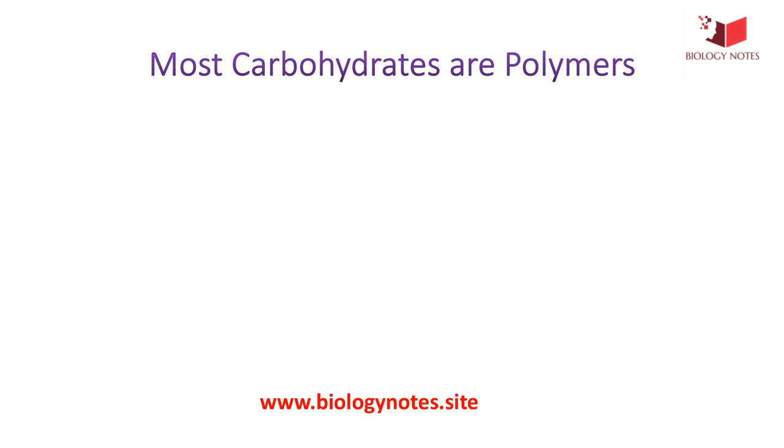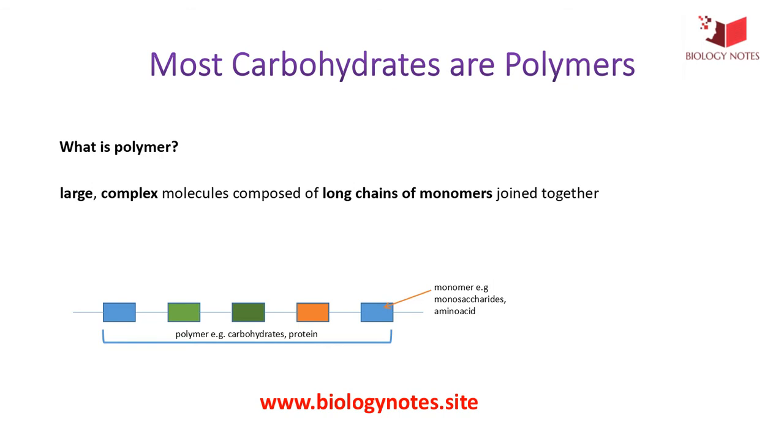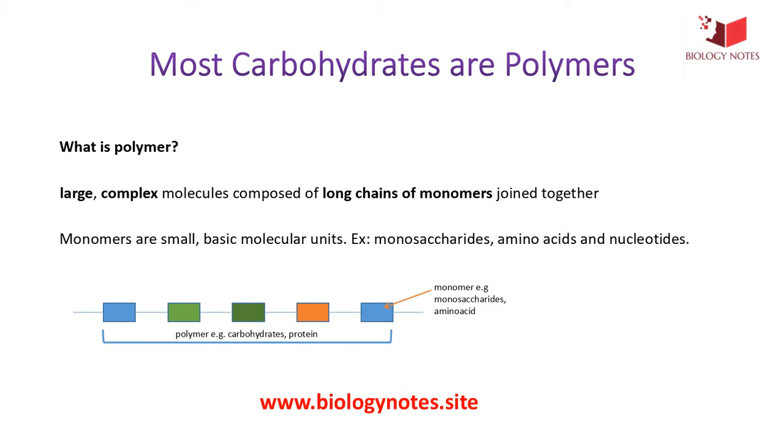Most carbohydrates, as well as proteins and nucleic acids, are polymers. What is a polymer? Polymers are large, complex molecules composed of long chains of monomers joined together. Monomers are small, basic molecular units. Examples of monomers include monosaccharides, amino acids and nucleotides.